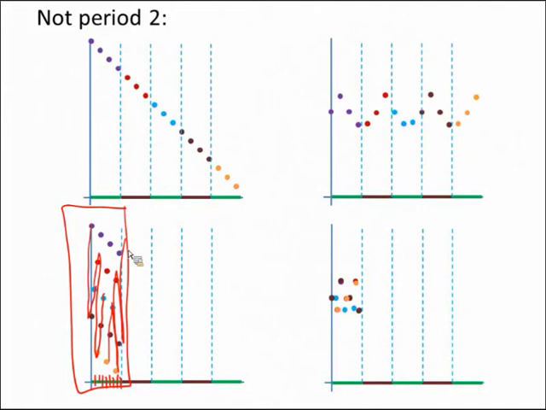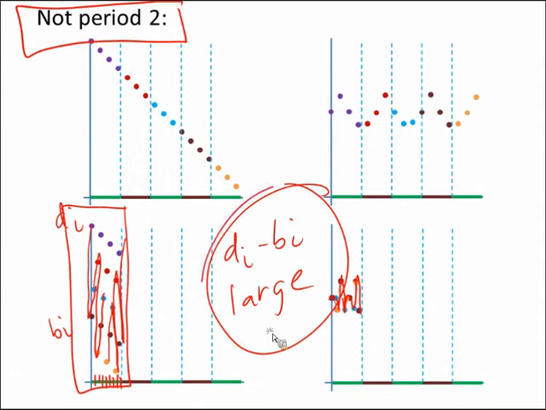But you can see that if it's not period two, when we start connecting these things, we're going to get quite a bit of a mess. So things that are not period two are going to look a bit messy, with lots of ups and downs. And when we go up and down, it's pretty big: when I take a look at my BI and my DI, DI minus BI is large for some of the values. That's actually an important thing that we'll be using, that if it's not period two, we will likely see a DI minus BI being pretty large.